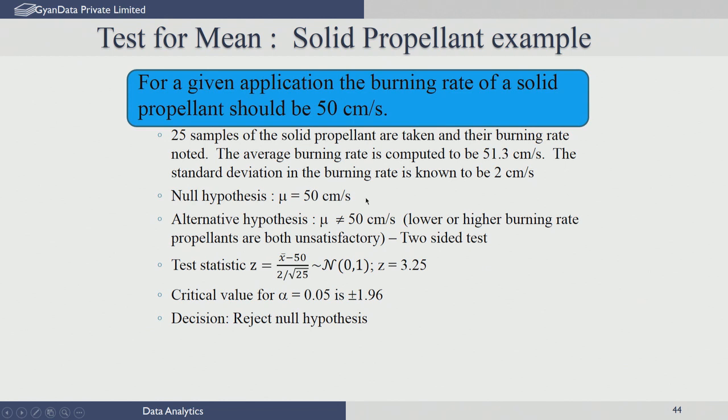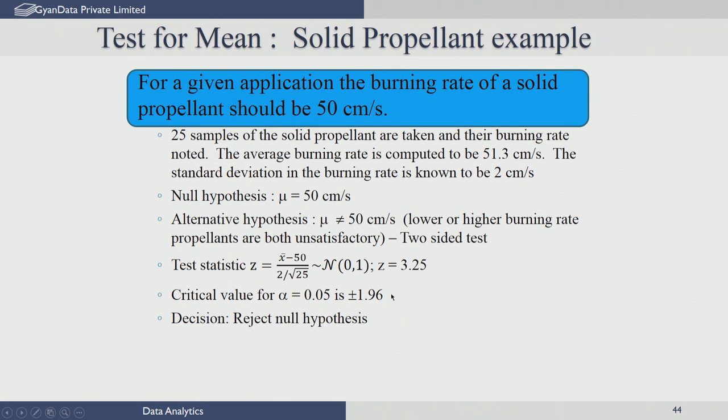In this particular case, if you substitute the value of the x bar that we have obtained, which is 51.3, and we have this standard deviation which you already know, and we compute this, we get a value of 3.25 which is greater than 1.96, and therefore we reject the null hypothesis. This batch does not satisfy our needs.